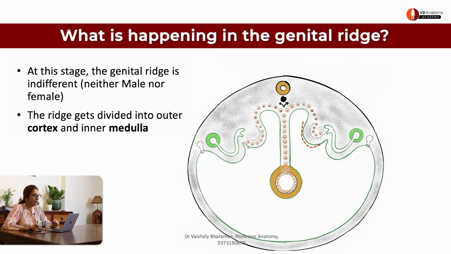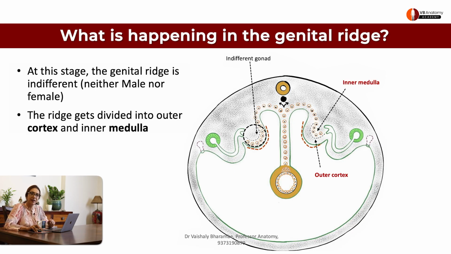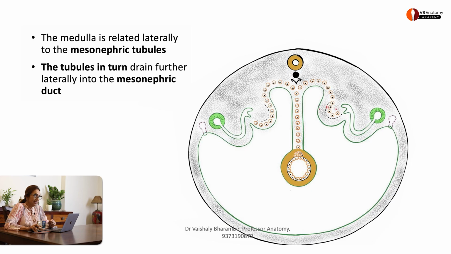Now what happens? Now this is a section through the developing embryo. Okay. This is the genital ridge on both sides. This, at this point, is an indifferent gonad. Do you know what's an indifferent gonad? It has no gender. It can be converted into a male, it can be converted into a female. It gets divided into an outer cortex and an inner medulla. This medulla, in turn, is laterally related to the mesonephric tubules, which are draining into mesonephric ducts.